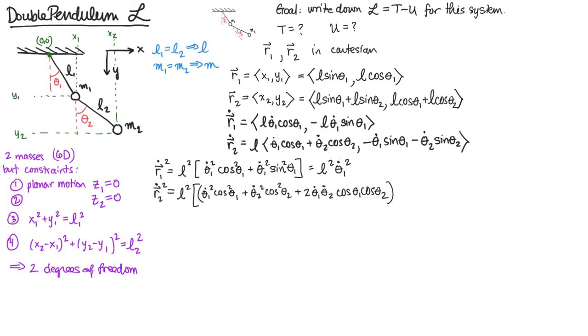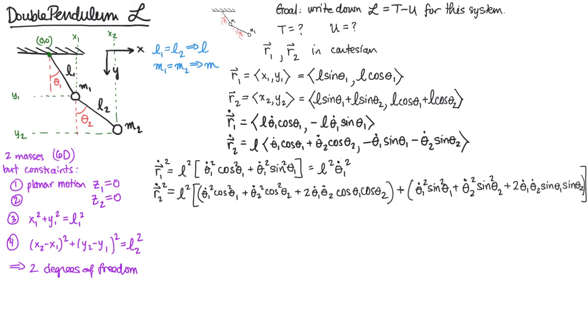So those 3 terms in parentheses come from the x component of our velocity, and now we have to deal with the y component. So we're going to add to that theta 1 dot squared sine squared, theta 2 dot squared sine squared, and then the cross term, which gives us 2 theta 1 dot theta 2 dot sine sine. And there we have it.